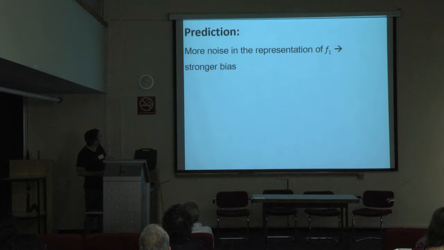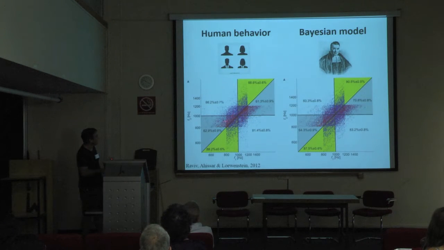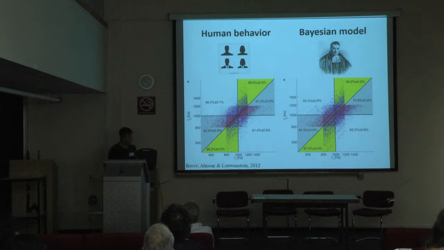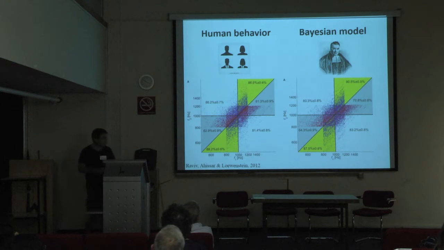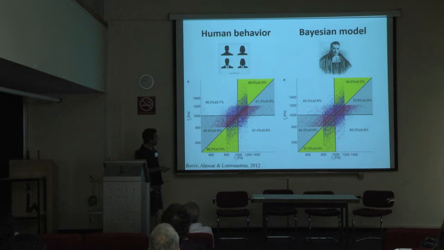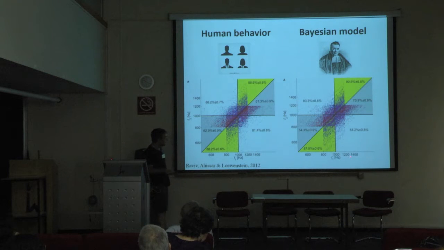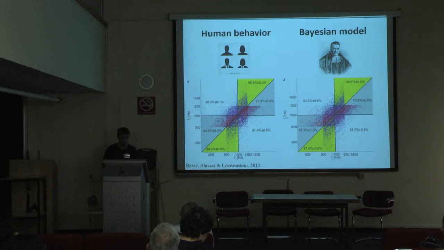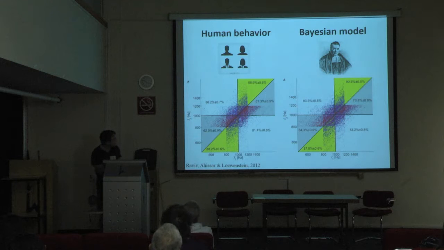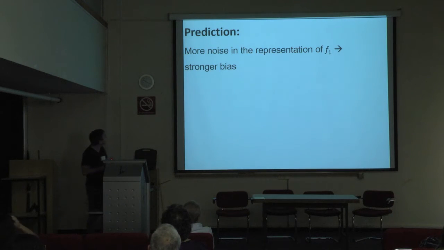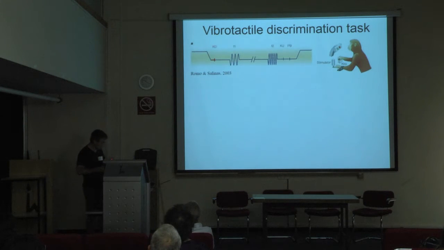Okay, so this model makes some interesting, perhaps non-trivial predictions. One prediction is, well, the asymmetry between F1 and F2 comes from the fact that there is more noise associated with the representation of F1 than there is with the representation of F2. So the larger the noise in the representation of F1, the stronger the bias should be. This is a prediction of this model, and you can test it experimentally. And I will show you.